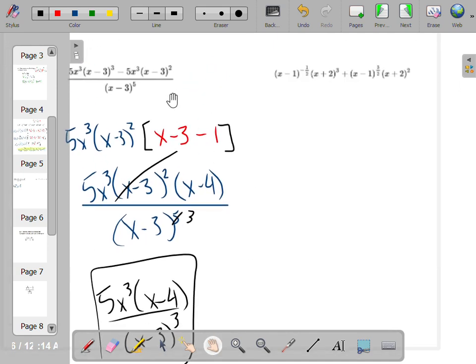Right here, I have another negative exponent. So just like before, I'm just going to factor that term out. So x minus 1 to the negative 1/2. And do they have anything else in common? Looks like they have a couple x plus 2's in common. Then I have what's left on the inside.